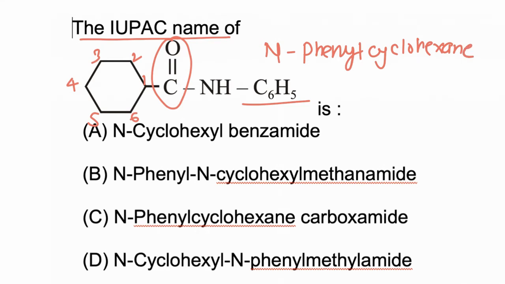The carbonyl group is directly attached to the ring, hence it is taken as part of the ring. But the carbon is not included in the main chain, so instead of using amide, we use carboxamide. N-phenyl cyclohexane carboxamide, and hence the correct answer is C, N-phenyl cyclohexane carboxamide.